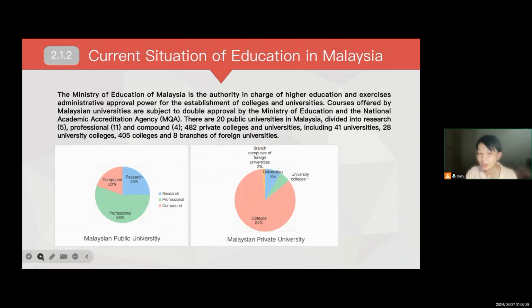And in Malaysia, there are two differences between public university and private university. As you can see, professions concentrate differently in the public university and private university. So there is a difference between the two university systems.